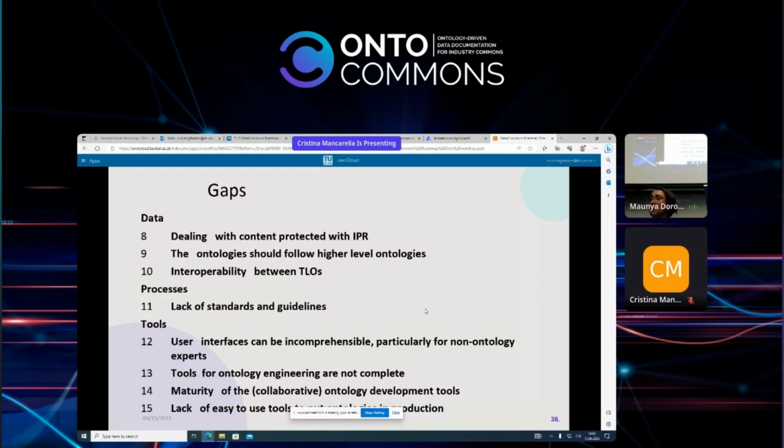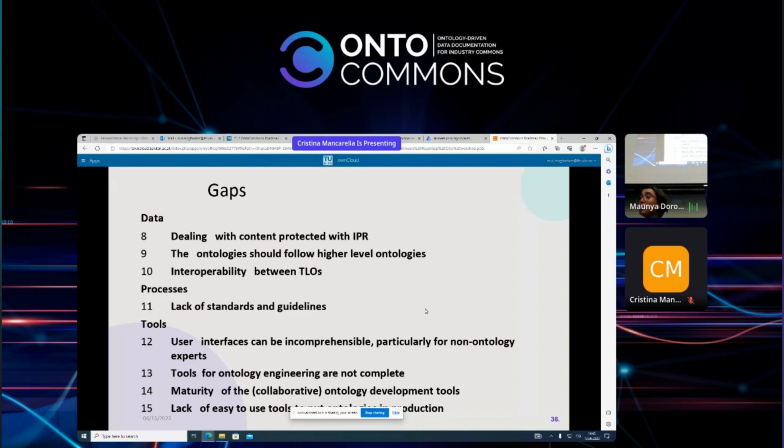So also some of the gaps are the lack of dealing with content that is protected with IPR, so people cannot actually use or at least publish some of the results that they are using, because of some IPR issues. And this leads to, okay, the ontology should follow higher level ontologies, so that they can then also be interoperable between the domain ontologies.